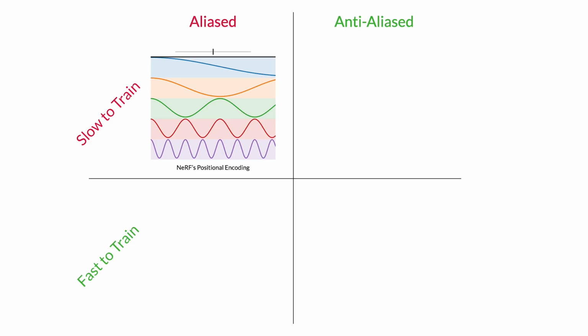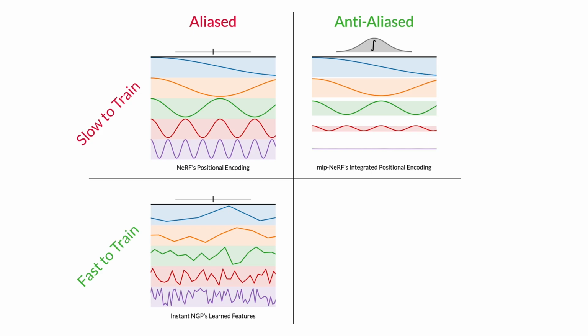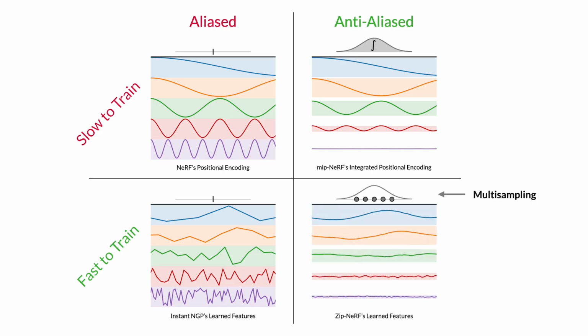So zooming out a little, we see that we have NeRF here, which uses positional encoding and is both aliased and slow. Then we have MIP-NeRF, which uses integrated positional encoding and is anti-aliased but still slow. And we also have InstantNGP, which uses a multi-scale grid of learned features, and which is fast but also aliased. This paper is about filling in that missing box here, and we do this by using a combination of multisampling and downweighting.